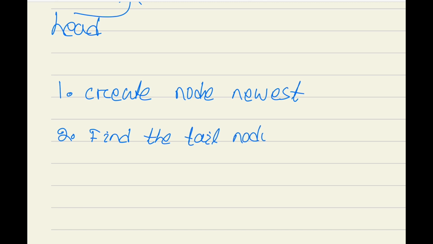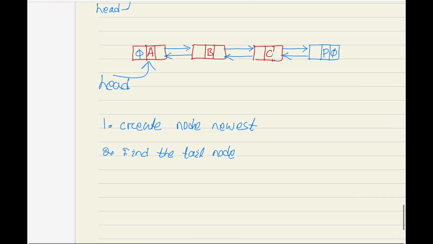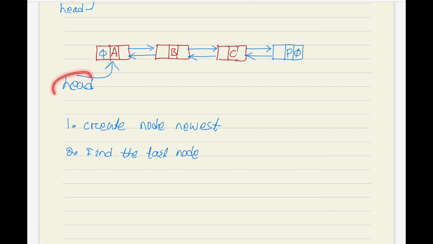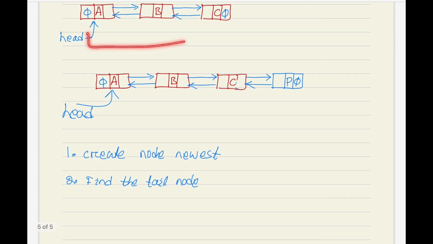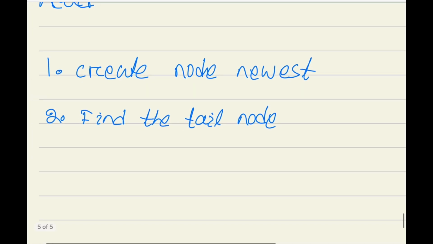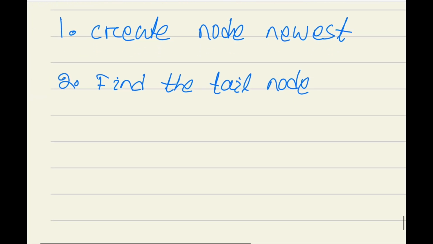Find the tail node. We can use a reference like head. We can use another reference that is going to keep track of the tail node. Like head, we can take another reference tail that is going to keep track of the tail node, or you can traverse from the start and find the tail node at the end. So in both ways you can find the tail node. Then what is the next step?